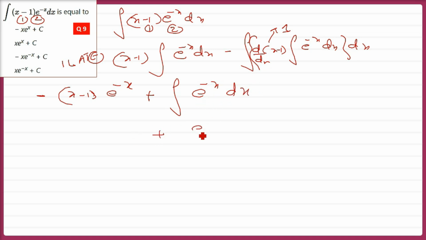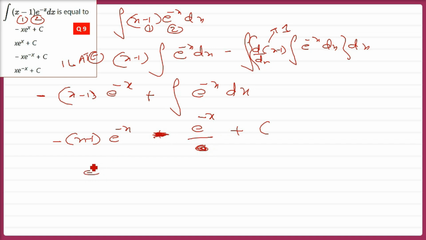So we need to integrate e raised minus x again. That will again give you negative e raised minus x. So we have minus x minus 1 e raised minus x plus a constant of integration, with e raised minus x with minus 1 here. So just change the sign here. It's better to change the sign here.